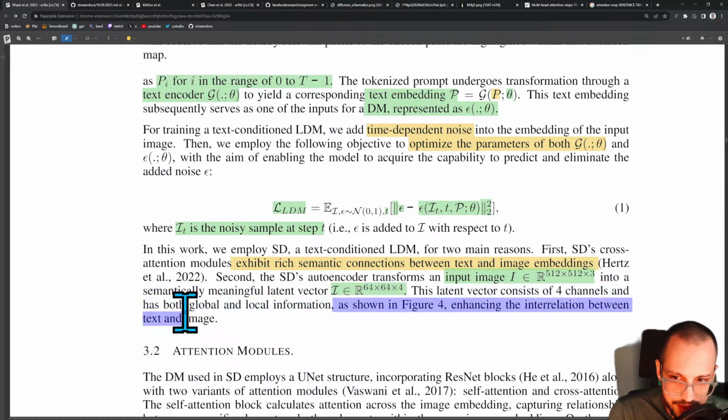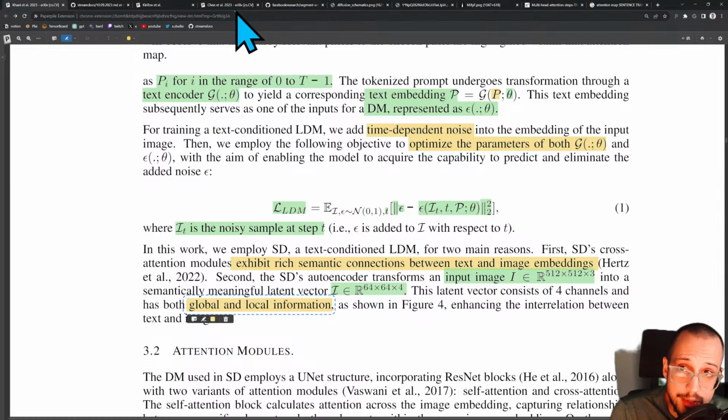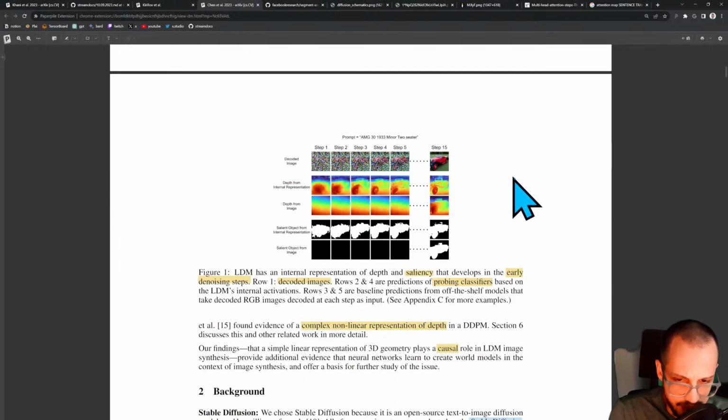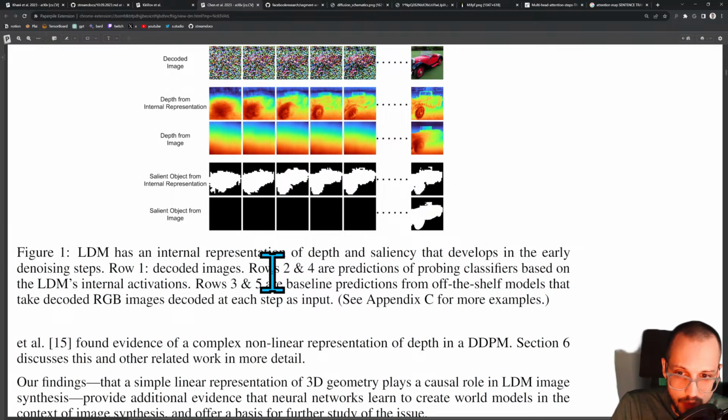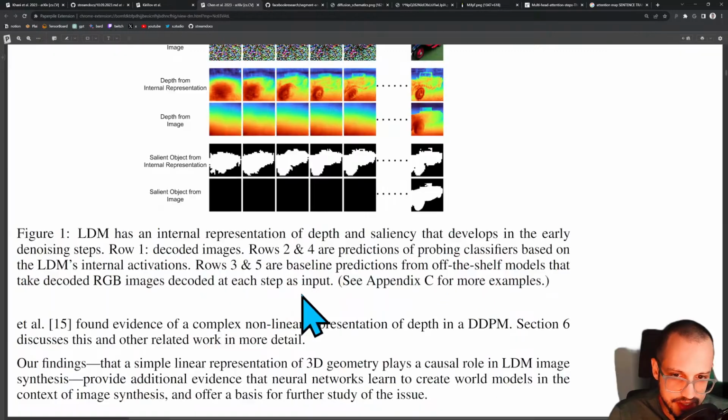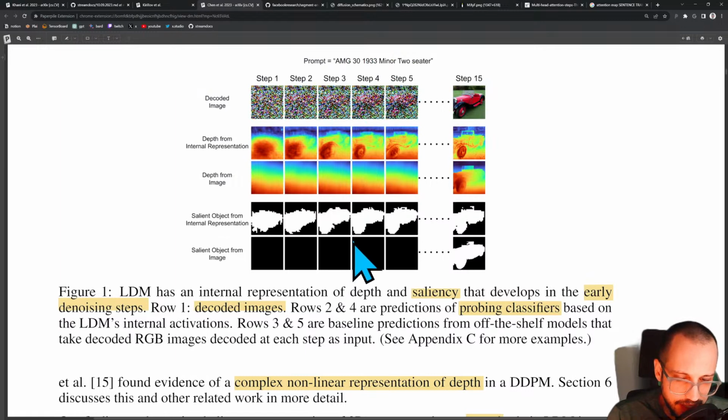And here's where I want to break out, because I think there's something interesting to think about here. Another paper that we read on this channel was called Beyond Surface Statistics: Scene Representations in a Latent Diffusion Model. You can dig up that paper or that stream if you want. The important piece of intuition that I learned from this stream and this paper is that the latent diffusion model has more information than you even think it does, right? In this paper, they did some other clever things. They were basically training an extra probing classifier, but you don't need to worry about that.